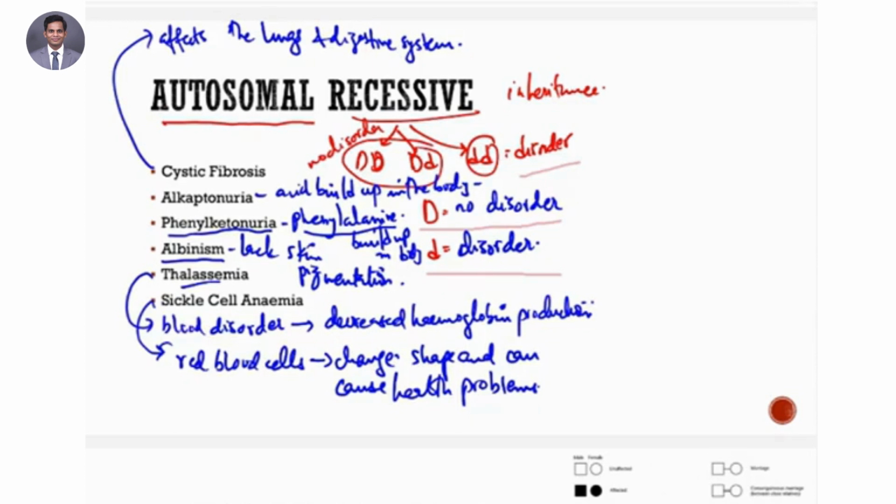Second is alkaptonuria. Alkaptonuria is one of those conditions where there is some sort of a buildup in the body. I don't know if you've ever heard of it. It basically causes a person's urine to turn black when it is exposed to the air. So it is also called the black urine disease. This is also an inherited, autosomal recessive disorder.